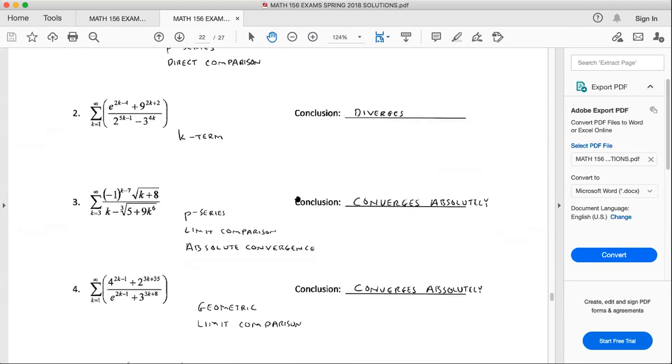And so down here, this is like what we're doing now. So converges absolutely, p-series, limit comparison, and absolute convergence theorem. Does that make sense to everybody? So this is all you had to write, but if you did write more, that was okay.